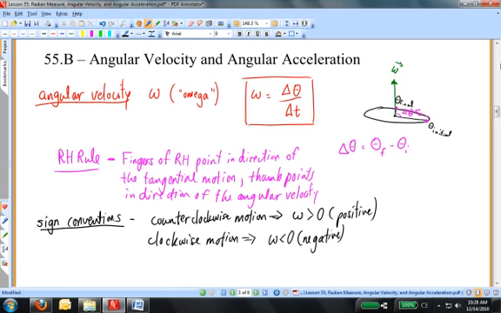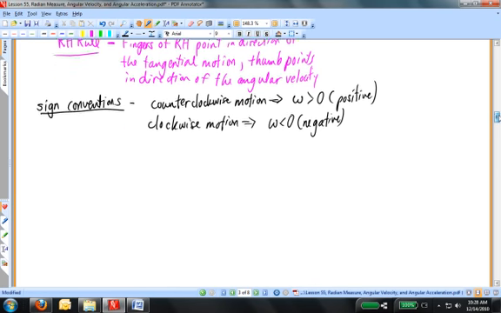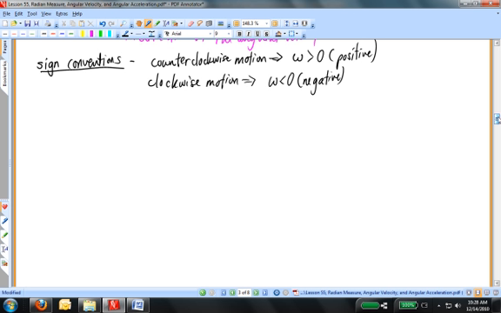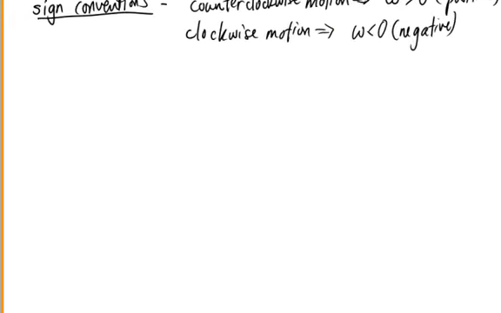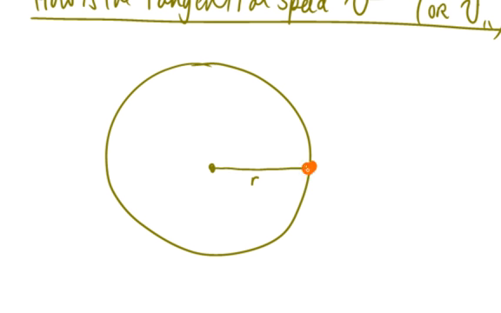What is the relationship between the speed of the object tangent to the circle and the angular velocity, omega? It turns out that's an important relationship. Let's sketch another diagram and see what that relationship is. Let's suppose that we begin with our object at the origin, say, of our angular coordinate system.